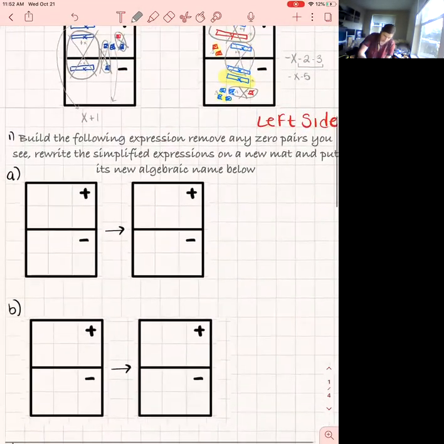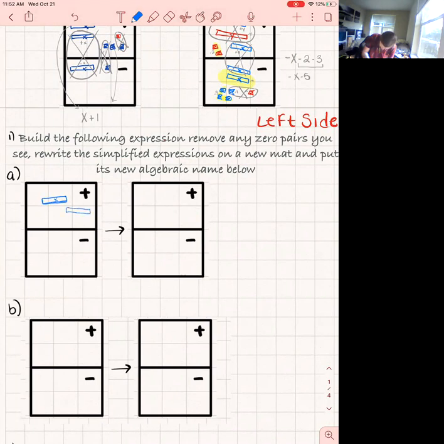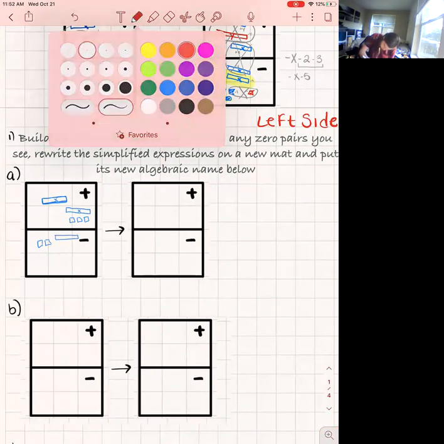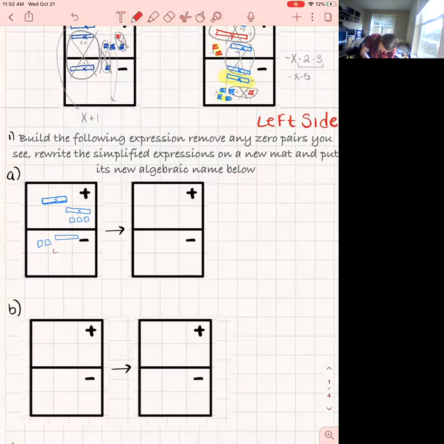So I will build this with you. I'm going to put an X tile. So pause if you need to, and then you can build this with me. X tile. Here we go. And we'll put some negative tiles on there.